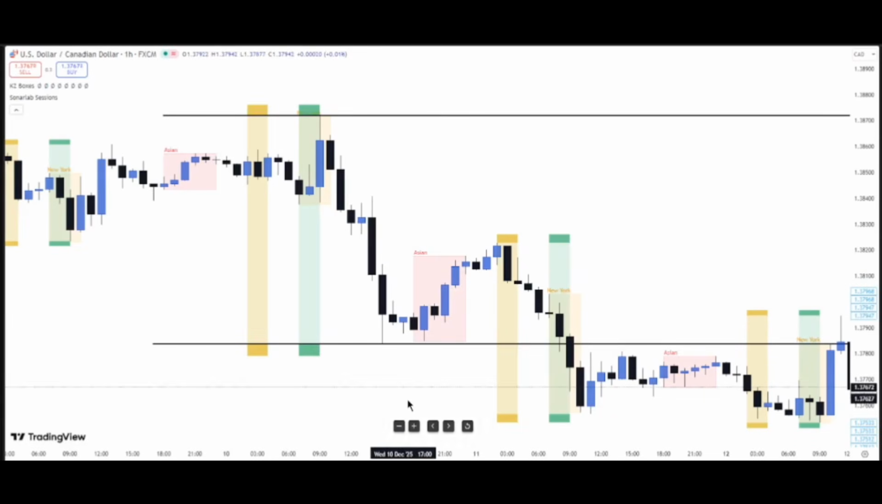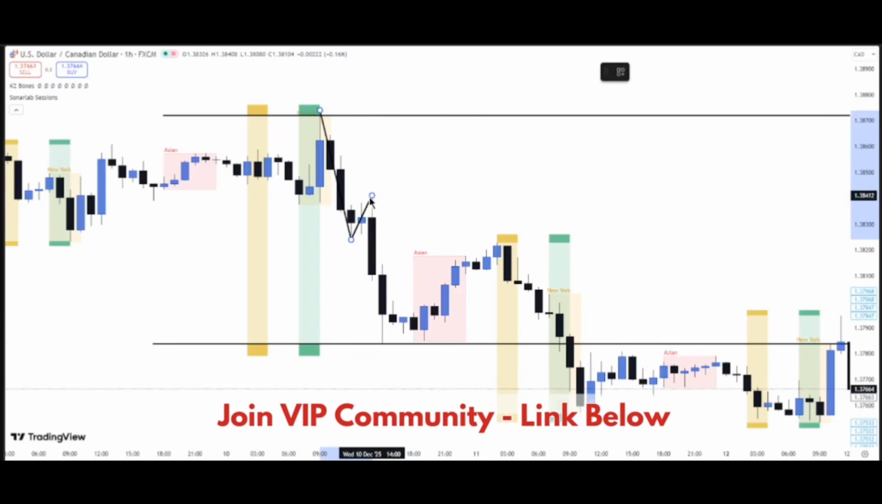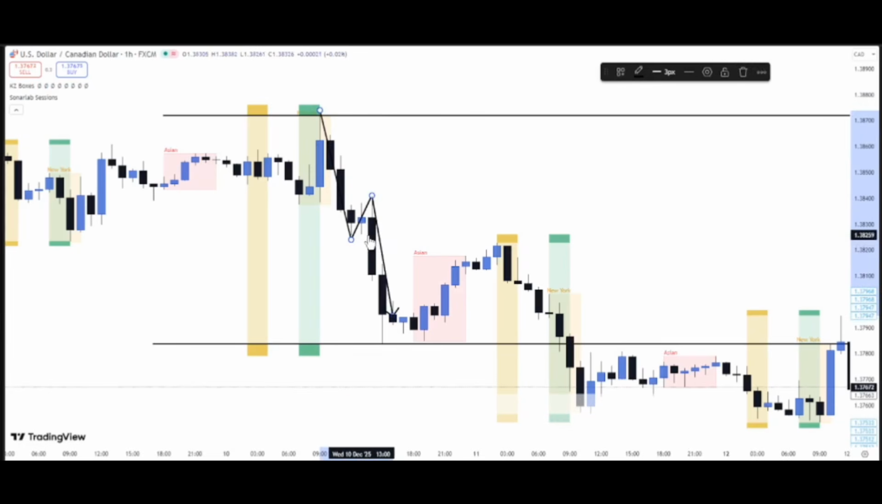Okay, so now look at this carefully. We first of all want to identify a market structure shift or break of structure. If it breaks to the upside, that means that is bullish. If it breaks to the downside, that means that is bearish. So let me show you something from this high. If you come to this low, price now pulls back and then drops. So this is a break of structure. So we mark it right here as our break of structure.